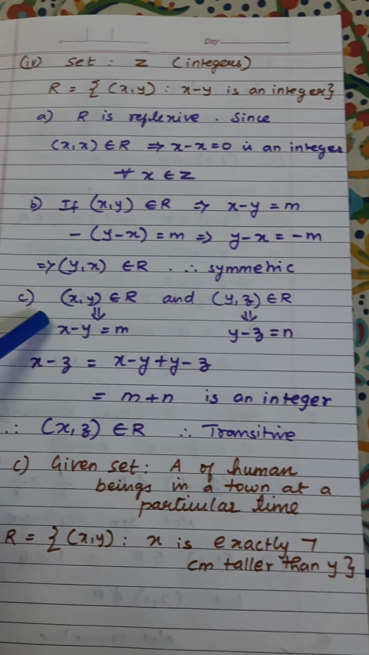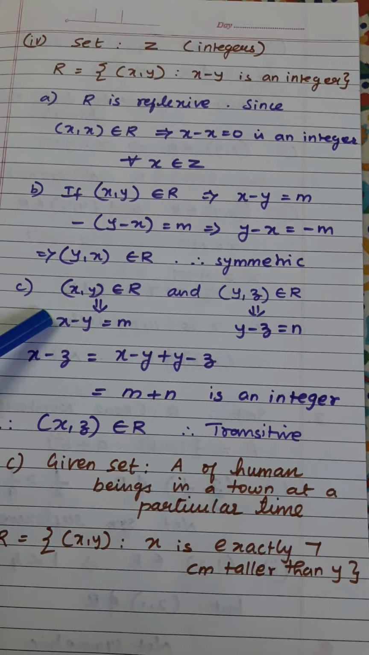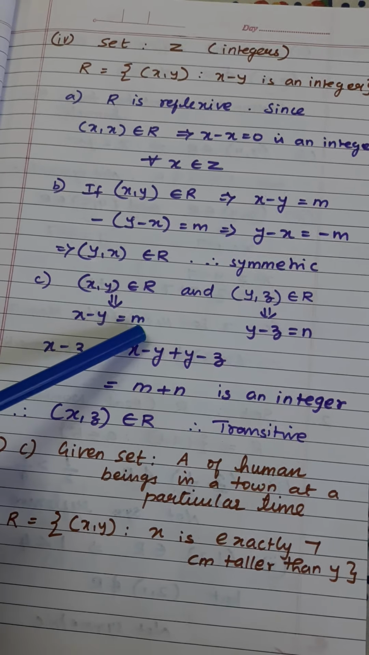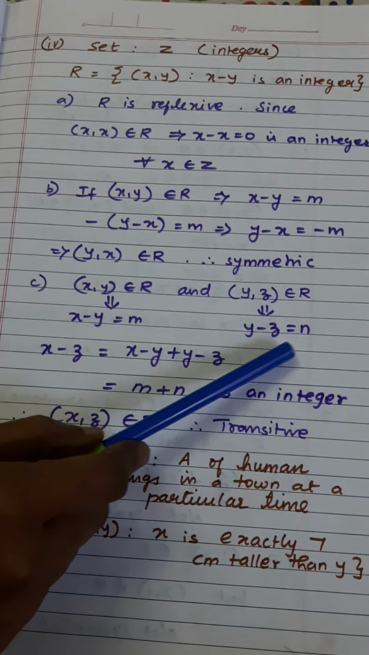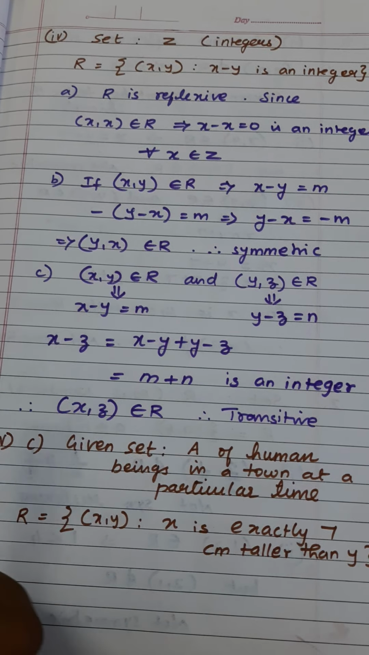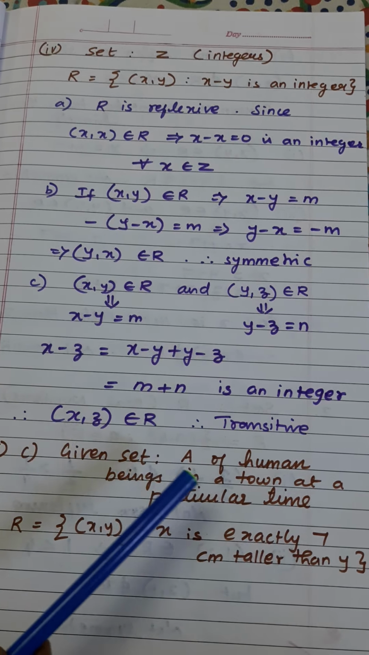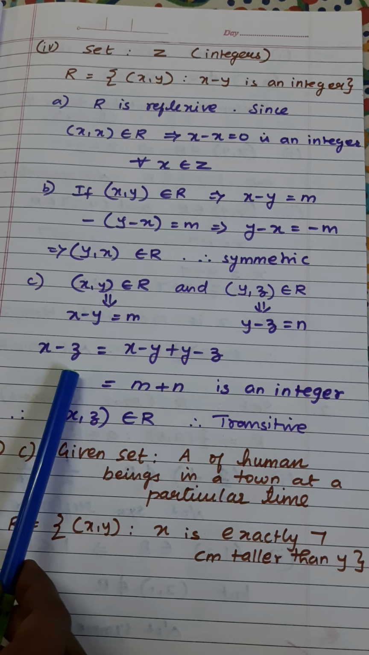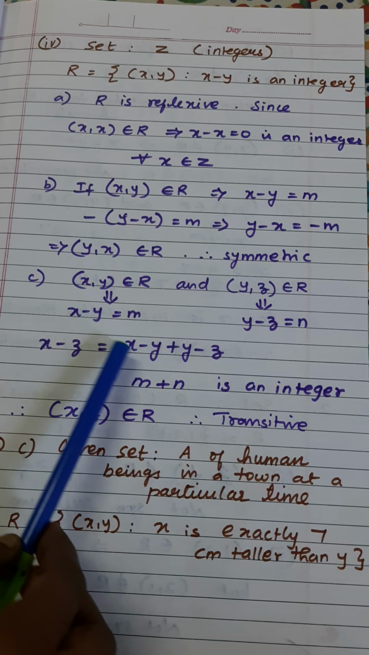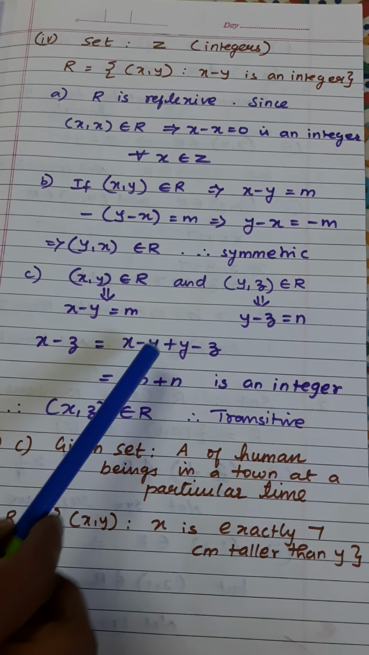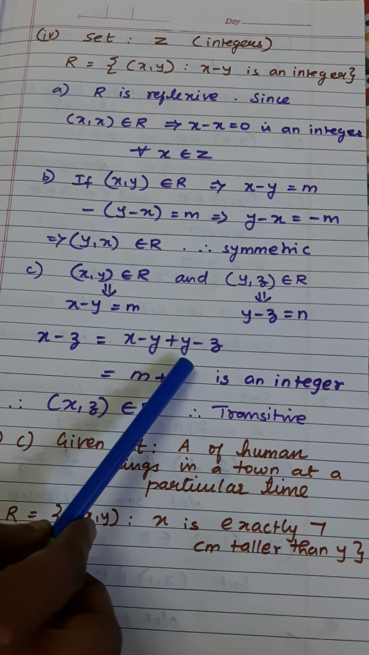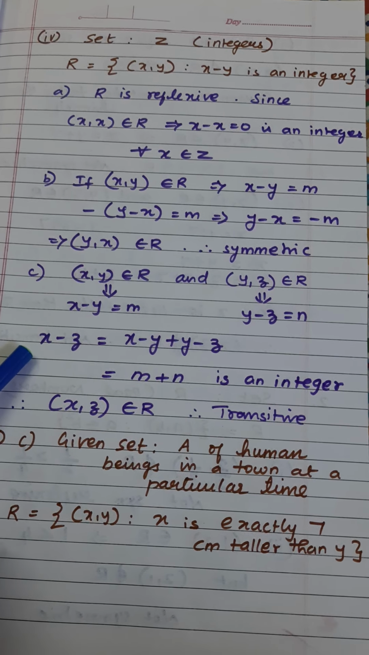Transitive: (x, y) belongs to R implies x minus y is equal to m. (y, z) belongs to R, so y minus z is equal to n. Now we are going to check whether x minus z is also an integer or not. x minus z can be written as x minus y plus y minus z. When you cancel plus y and minus y, you will get x minus z.